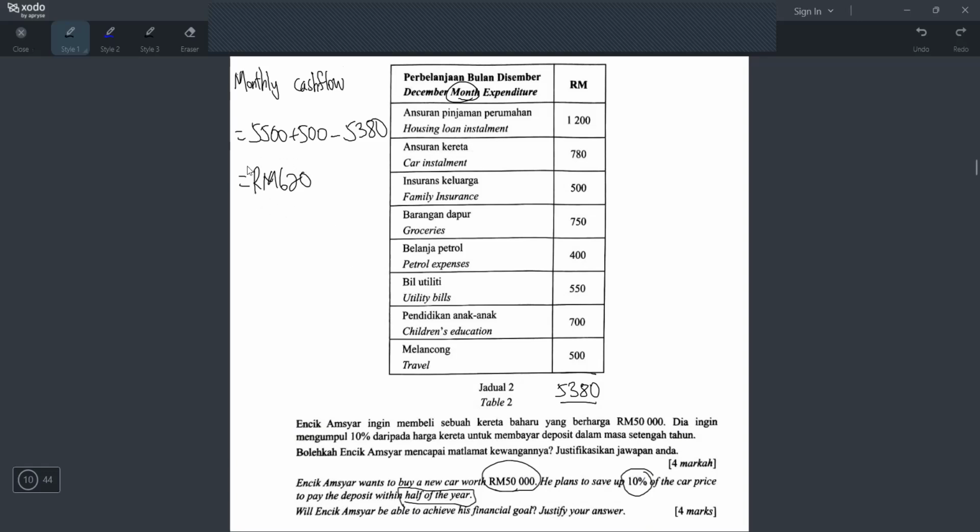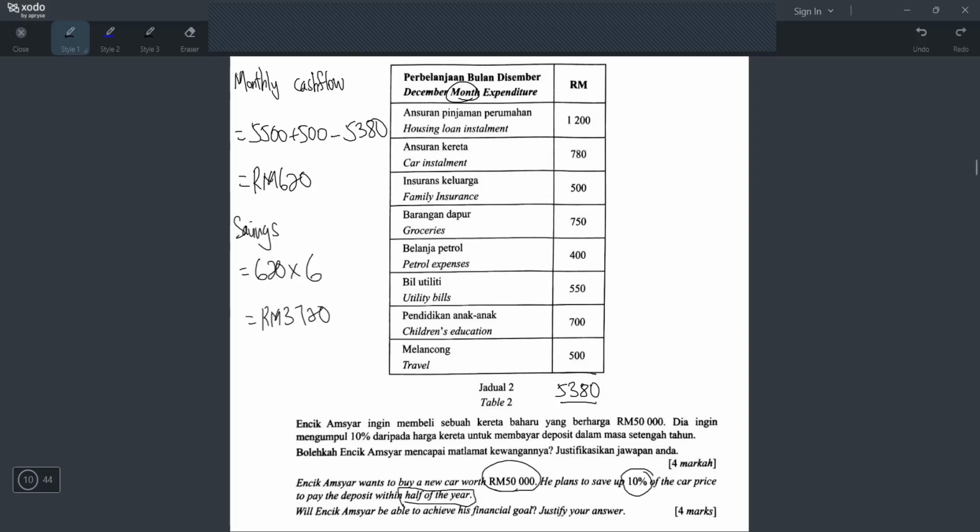If in 1 month he can save 620, right? So we can actually count how much he can save within half a year. I will take 620 times 6, because this is monthly. Within half of the year means 6 months, because 1 year has 12 months, so half will be 6. So if this cash flow is the same throughout the 6 months, then he will end up with RM 3,720 in his savings, right?